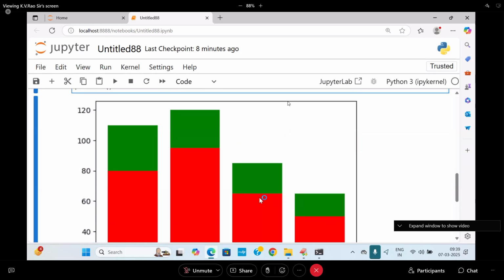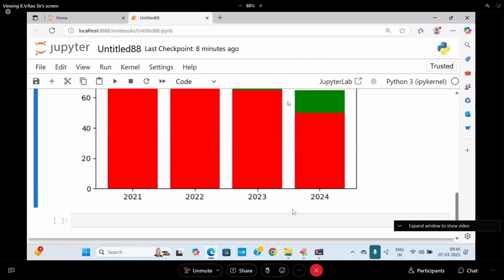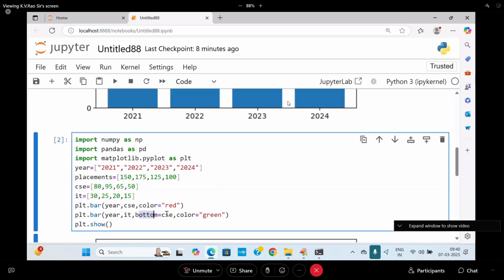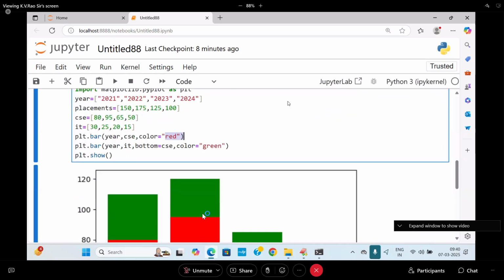What is this known as? Stacked bar plot. Which stacked bar plot, vertical or horizontal? Vertical, sorry. This is vertical. Now you need to go up: bottom is equal to CSC, and color is equal to different colors you are going to take.